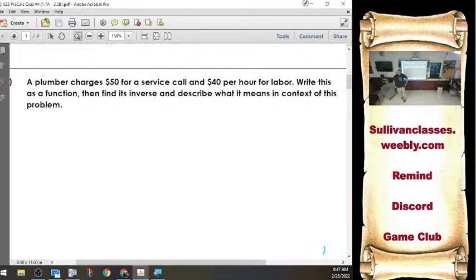Number 2 will be something, word problem, what does inverse mean? So, a plumber charges $50 for a service call and $40 per hour for labor. Write that as a function.